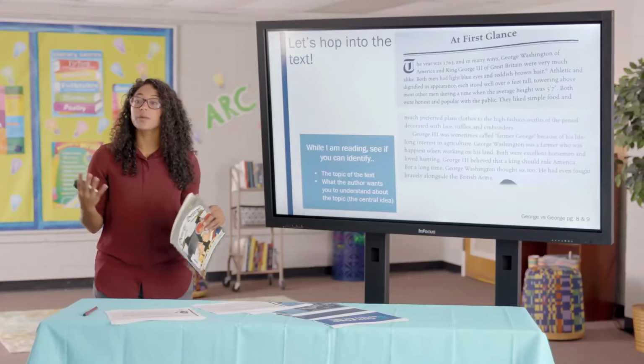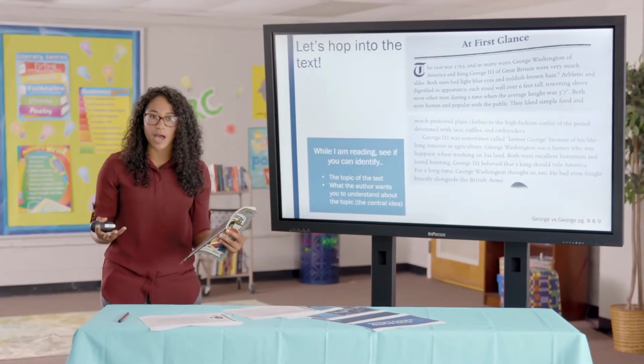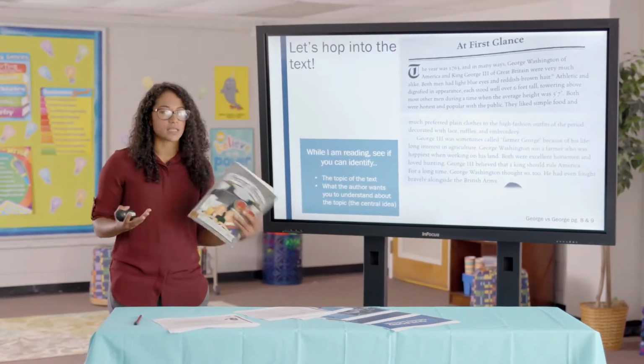Now let's hop into the text and practice summarizing. While I'm reading, see if you can identify the topic, what this section of the text is about, what the author wants us to understand about it, and the details that led you there.